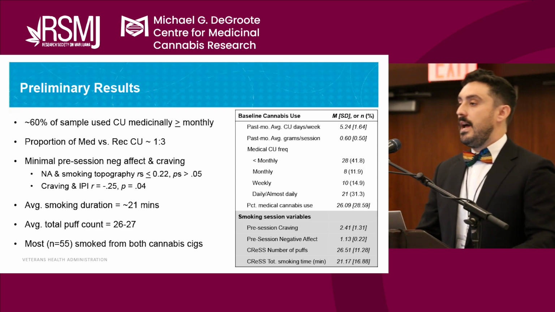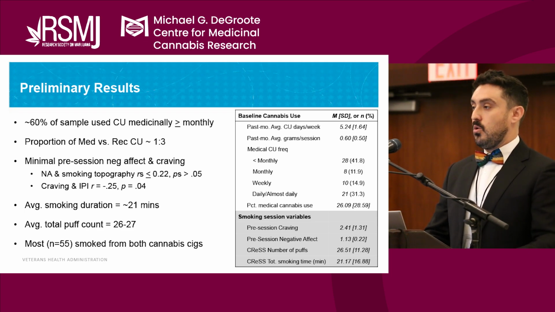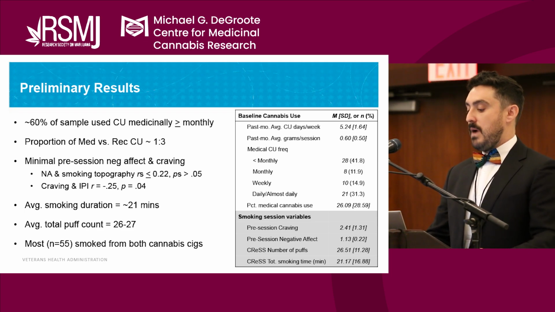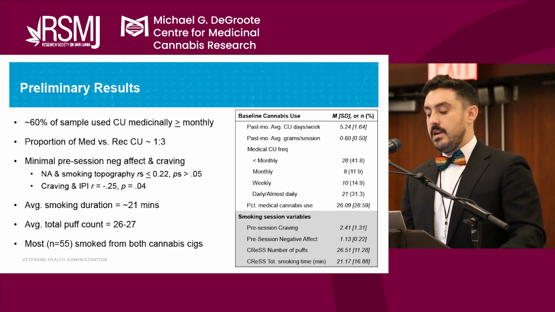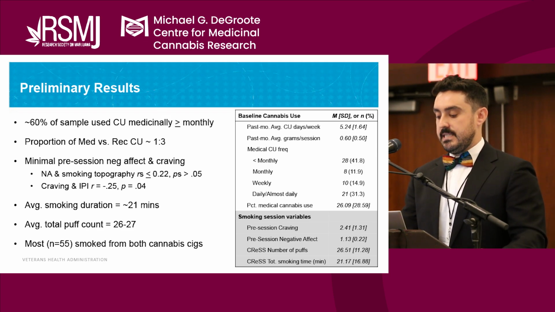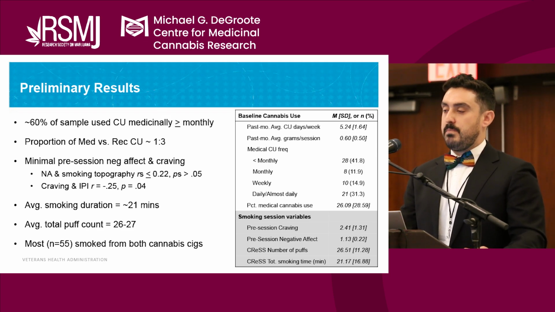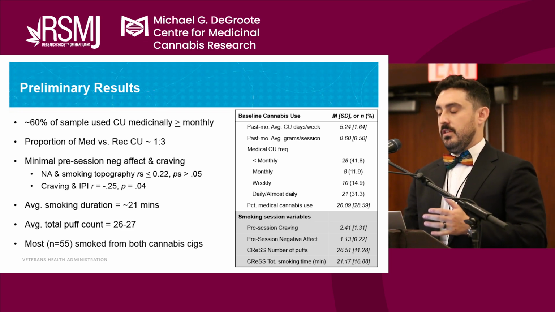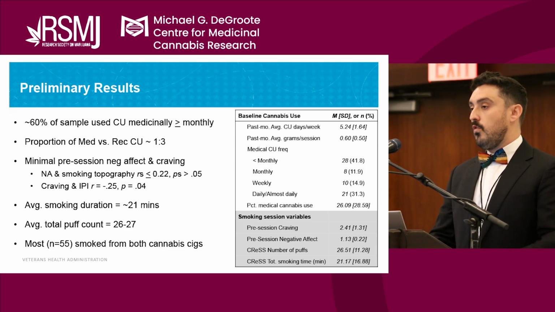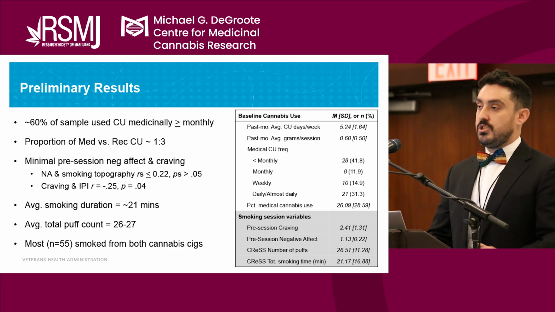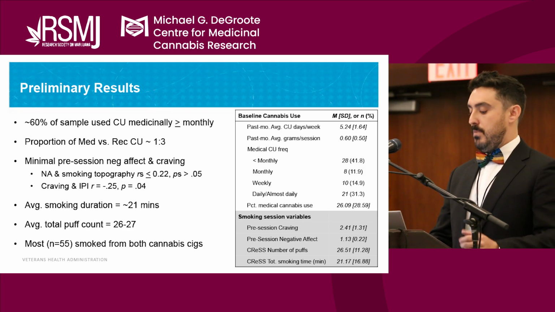And in addition, negative affect was not significantly correlated with any smoking topography outcome, and craving was only significantly associated with interpuff intervals. And in terms of the ad-lib session itself, on average, participants spent approximately 21 minutes from the start of the first puff to the end of the last puff that they took. And on average, the sample took approximately 26 puffs per session. And over 80% of the sample chose to smoke at least 1 puff from both cigarettes.